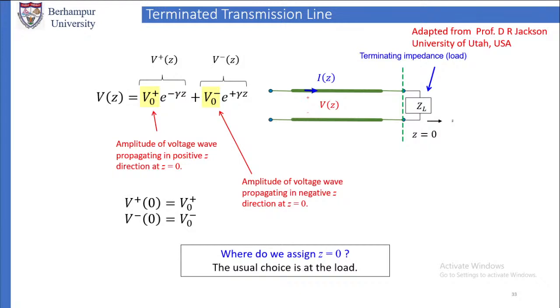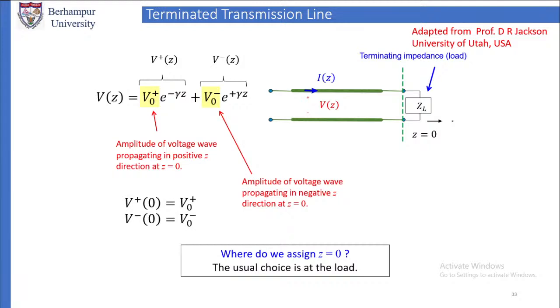Now V(z), you know, V(z) is equal to V0 plus exponential minus gamma z plus V0 minus exponential plus gamma z. V0 plus is the amplitude of the voltage propagating in the positive z direction at z is equal to 0.